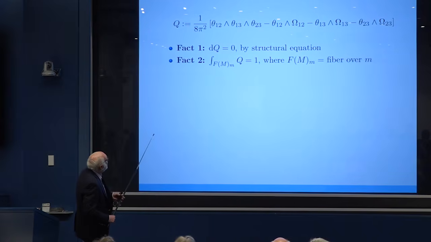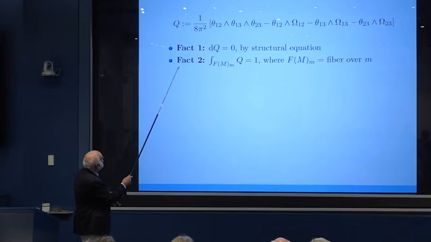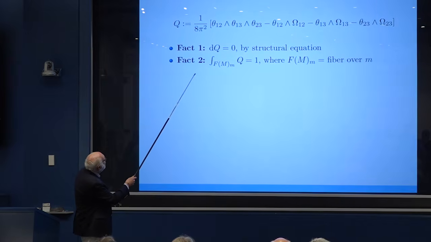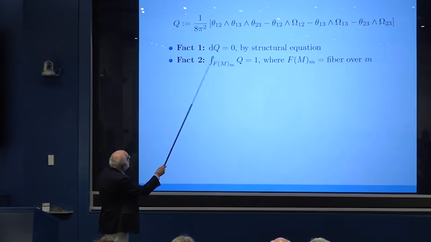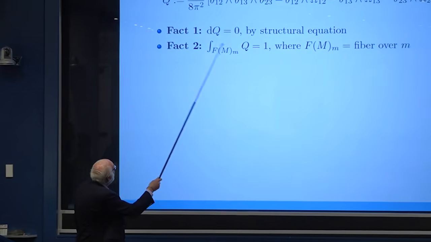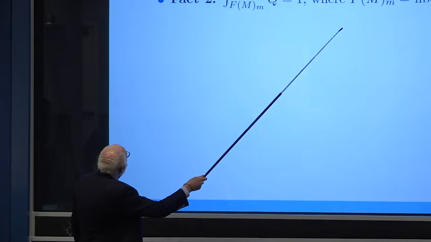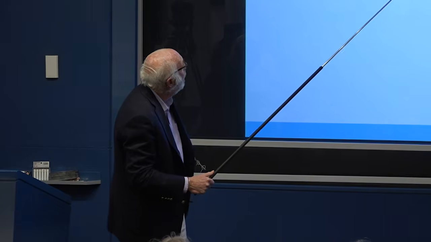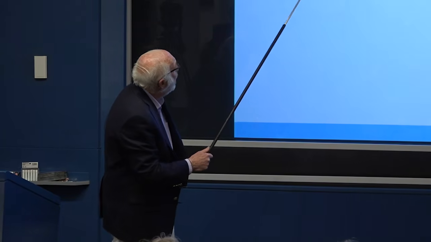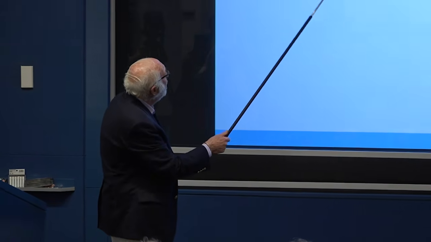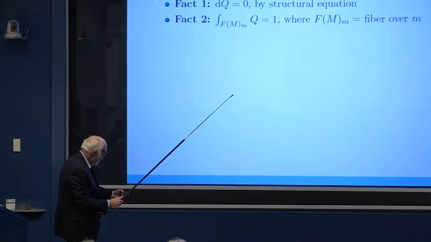Now, here's a three-dimensional differential form called Q. I'm calling it Q. And it was this form, sort of, that came up as this pesky term. Anyway, it's easy to see that this form is closed. dQ is 0. That just follows from the structural equations that were before. And it's also pretty easy to see that its integral over the fiber, which is a three-dimensional fiber, is 1.